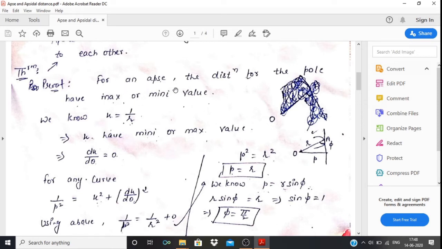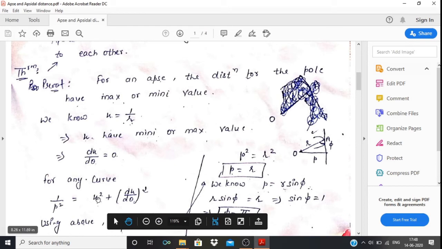Now for an apse, we know that the distance from the pole has either a maximum or a minimum value. Also, we know that in the case of a central orbit, there is a relation between u and r, which is u is equal to 1 upon r, where r is the radius vector. If r has a maximum value, then u has a minimum value. If r has a minimum value, then u has a maximum value. Since u is a function of r, its derivative with respect to theta is equal to 0.